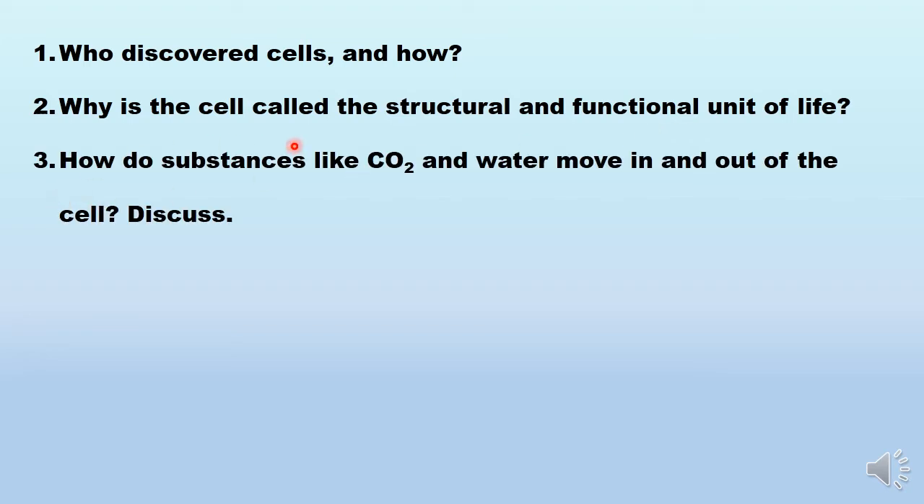Next, how do substances like CO2 and water move in and out of the cell? Discuss. So children, you do not have to answer this question in just one sentence or one line, that CO2 moves through diffusion and water moves through osmosis. First sentence could be that one, but then you have to elaborate why and how the concentration of CO2 is supposed to be more. For example, if the cell is doing respiration and it is continuously producing CO2, then its relative concentration will be more inside the cell and less in the outside environment. So the CO2 will diffuse out of the cell.